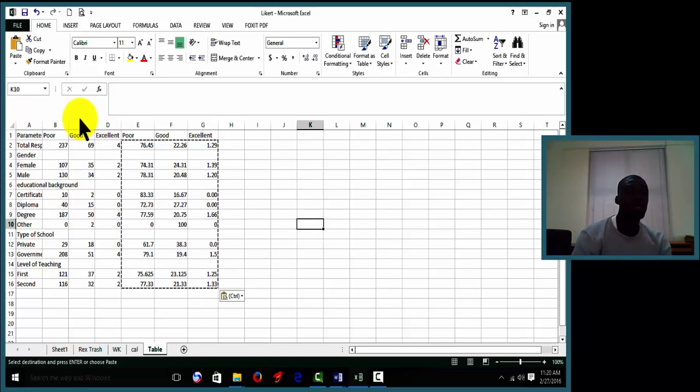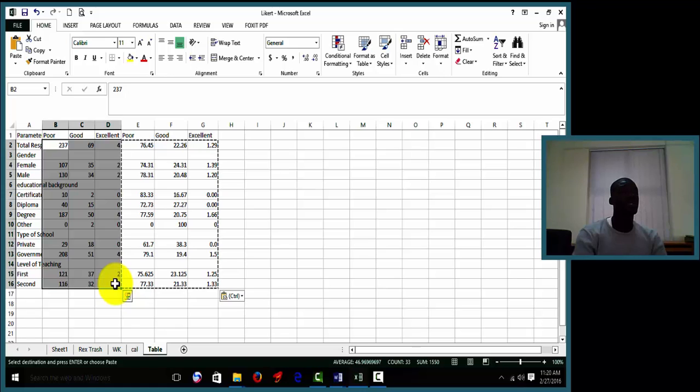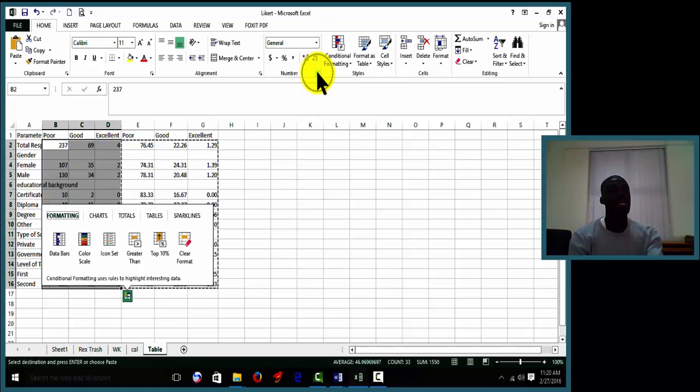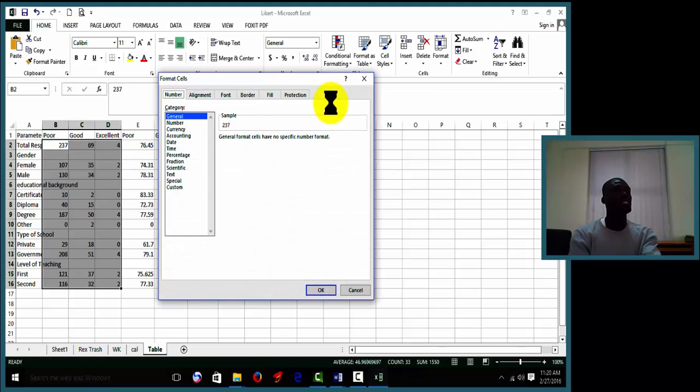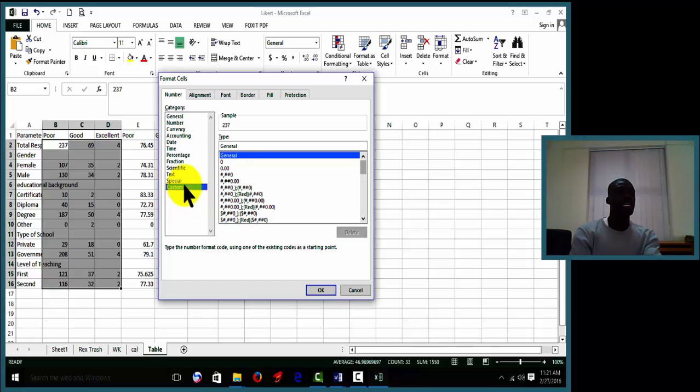Are you okay? Right. So now I will select all the figures, which are the frequencies. Then I go to the number format, click on the small arrow here, and it will open a dialog box for me. When it opens, my interest is to come to Custom. Here, the number is a whole number, so I just choose one of these.